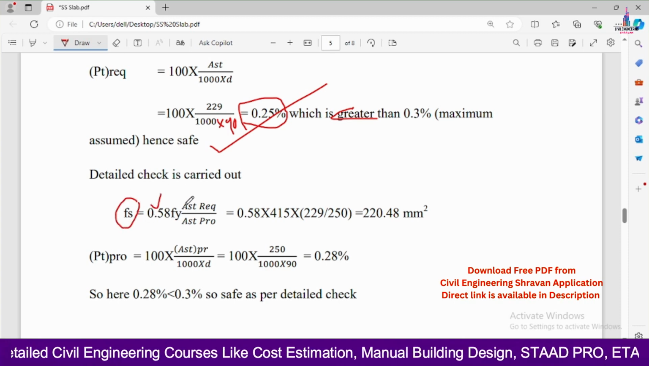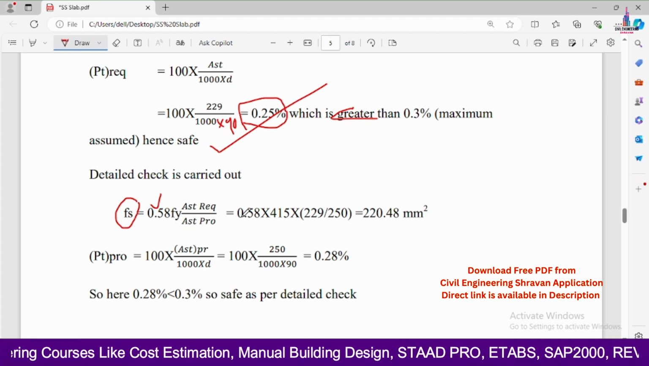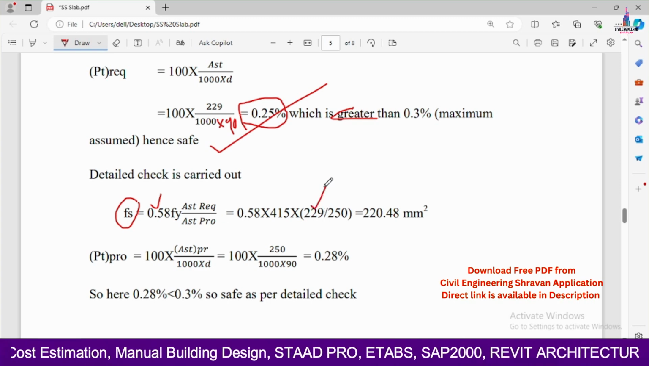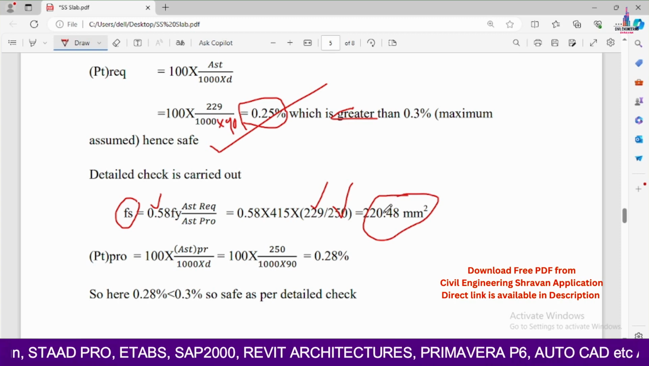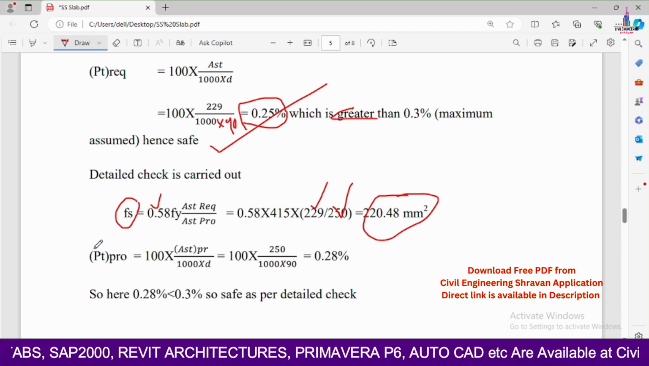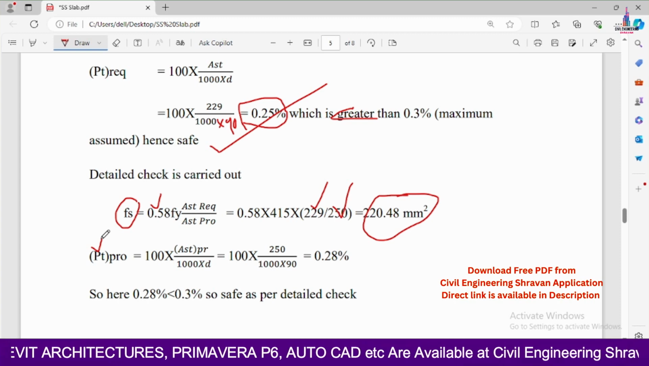So here we have the Fs value: 0.58 into Fy into AST required by AST provided. If I consider this AST required by AST provided, then it comes under 220.48 mm square, which is the value of the Fs.